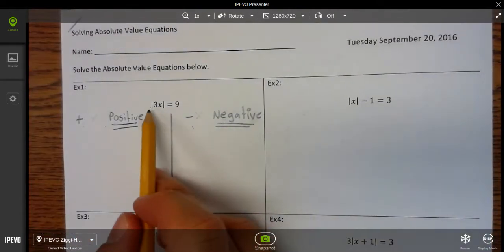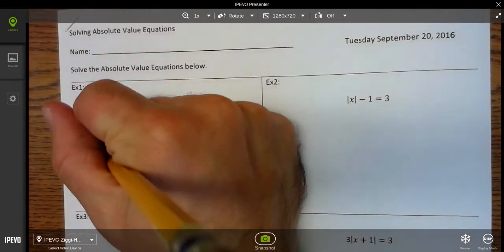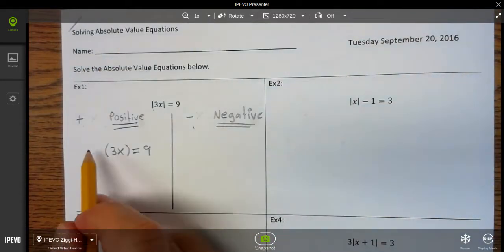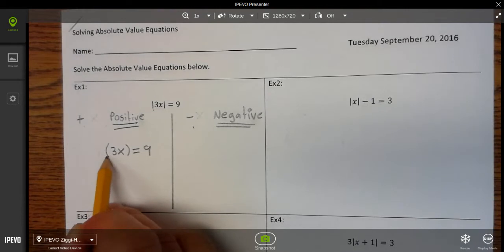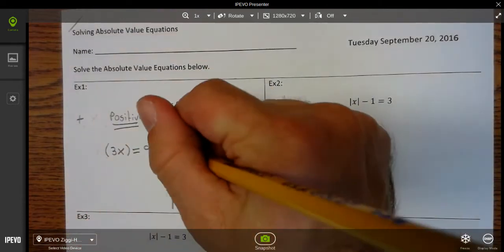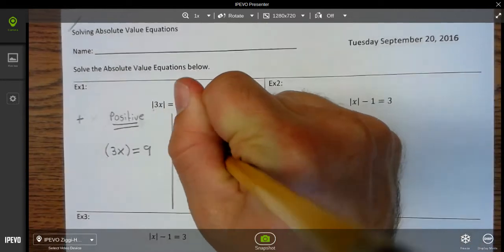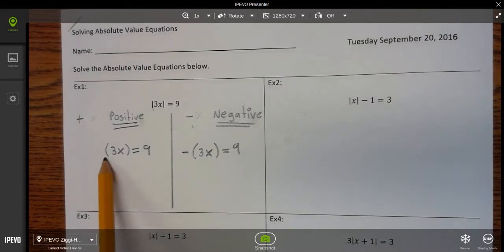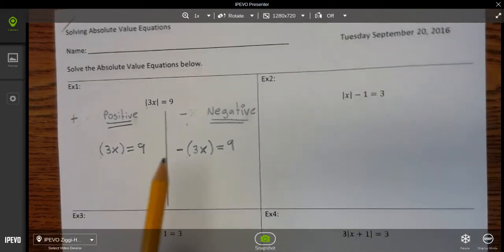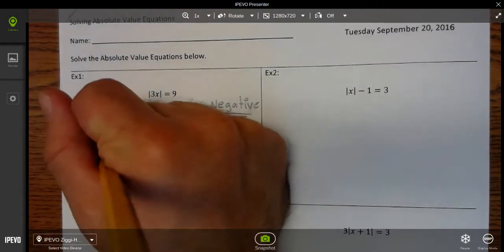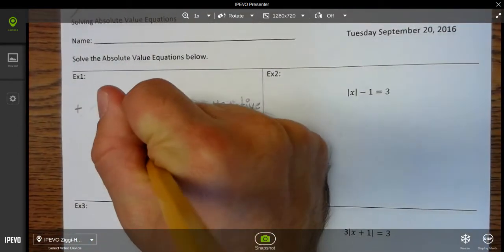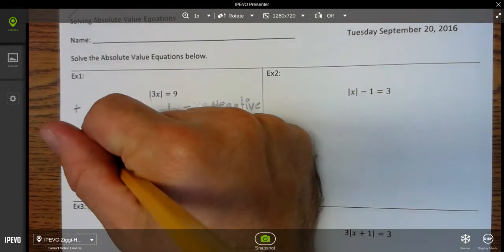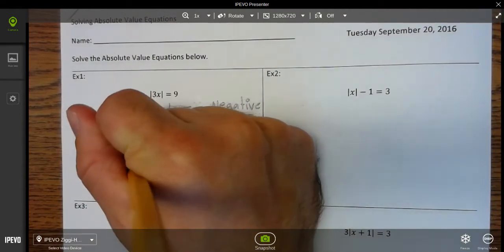By doing that, we put a positive sign in front of this absolute value, and this becomes 3x equals 9. I could write a positive symbol, but if there's no negative, it's assumed positive. So this is the positive side, but here we put a negative in front. Whenever you solve absolute value, you have to solve with positive and with negative. Our first step is to divide both sides by 3. 3 divided by 3 is 1, and x equals 9 divided by 3, which is 3.